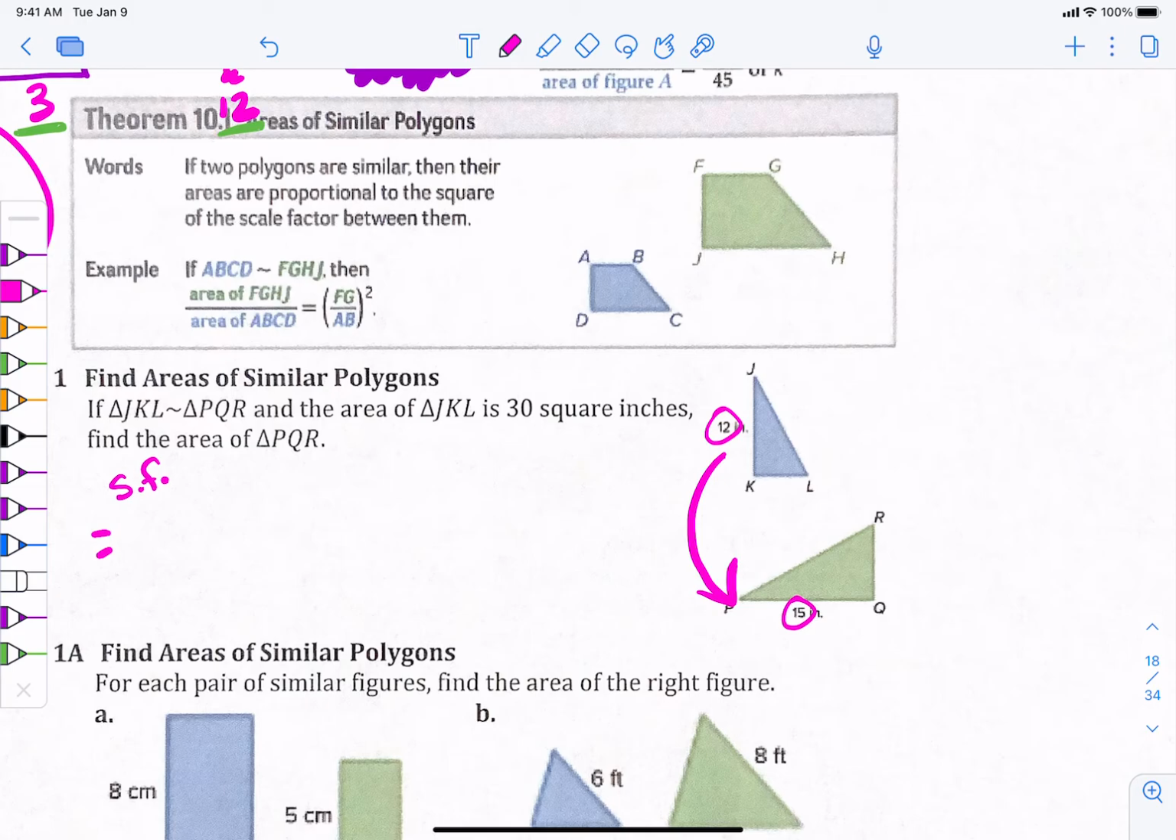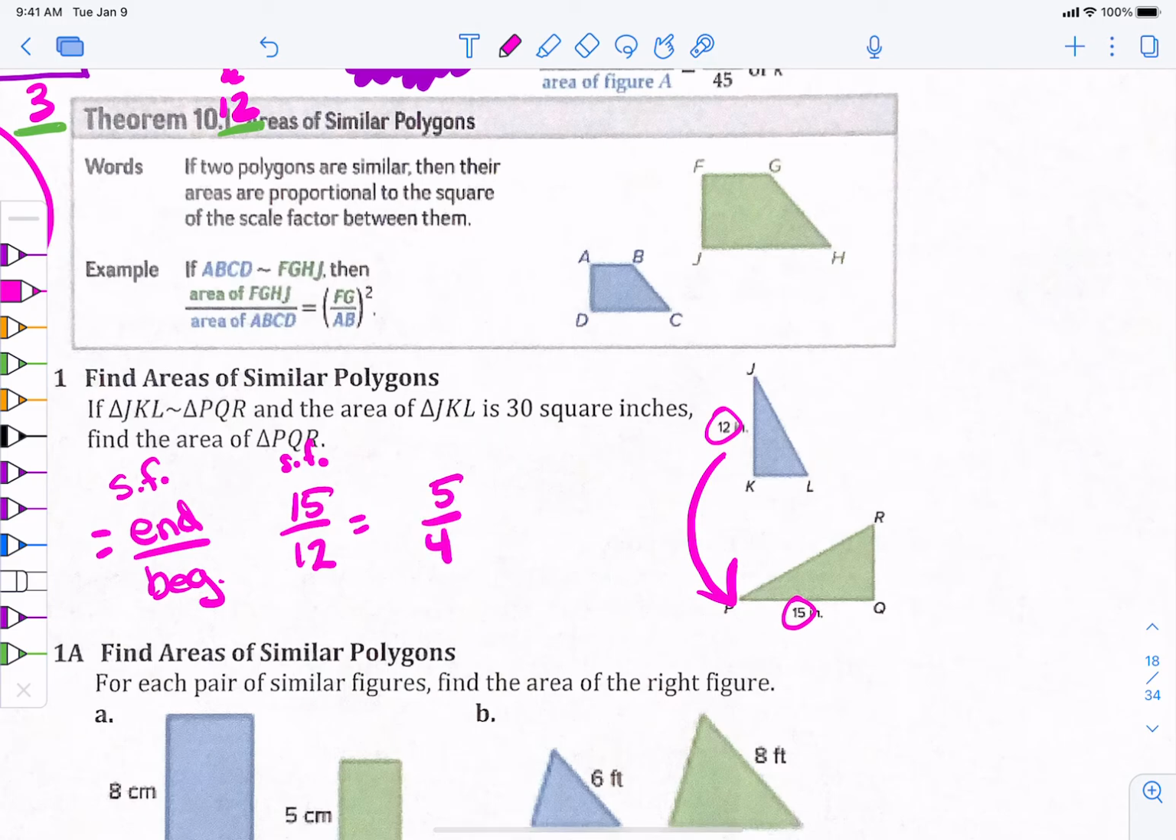No, the scale factor is the ending amount over the beginning amount. So it's 15 over 12. It's 15 over 12 is the scale factor. You can reduce it if you want to, you don't have to. But if you reduce it, divided by 3, it's 5 over 4. So my scale factor is 5 over 4.